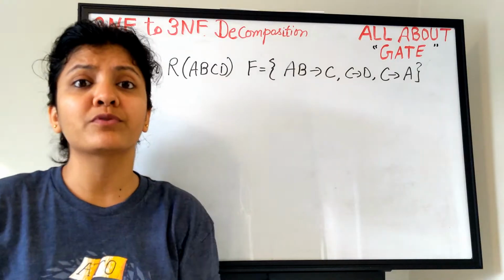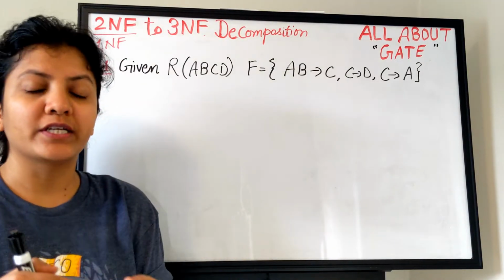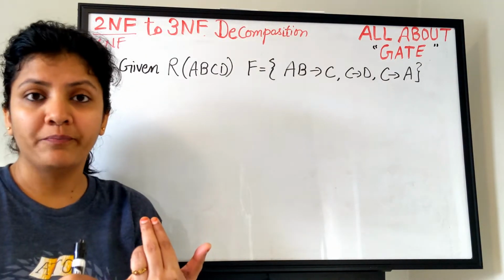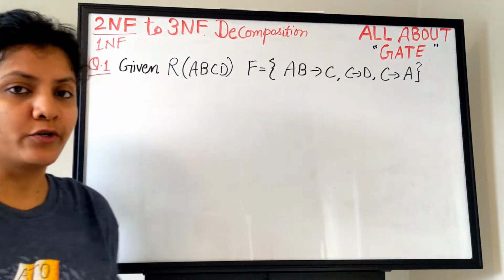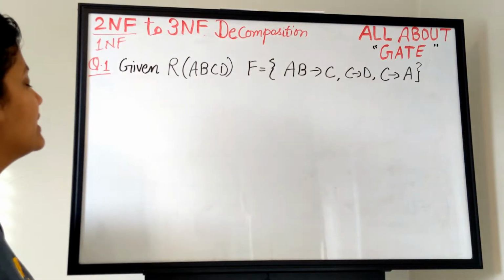We are doing the decomposition. If the existing relation is in first normal form or second normal form, then how do we decompose it to be in third normal form? Right, so let's do that.